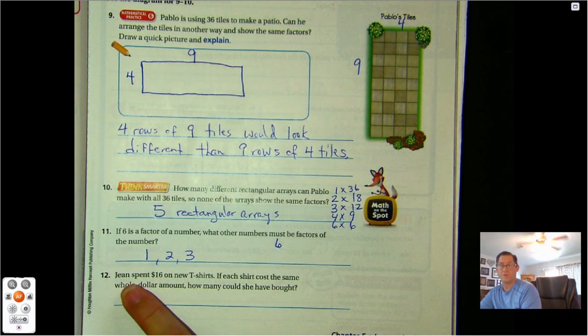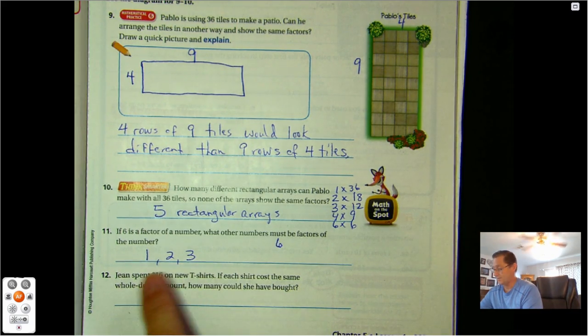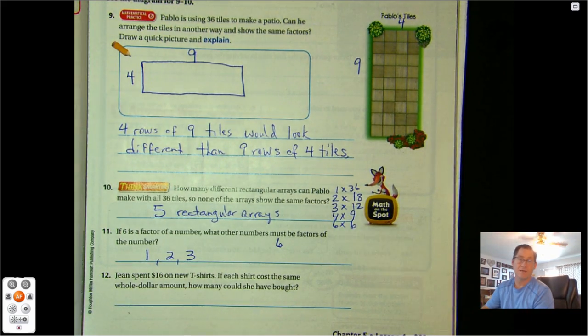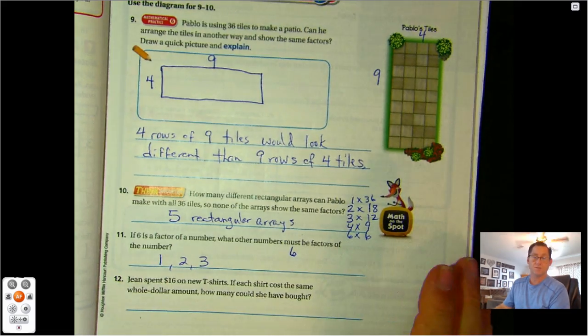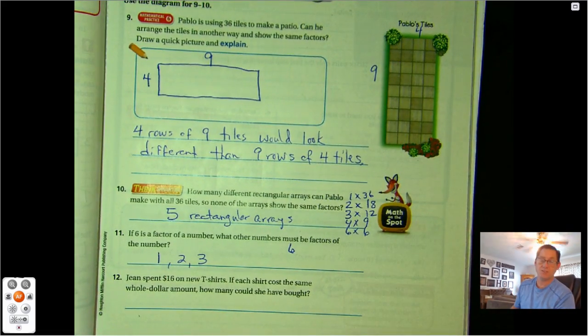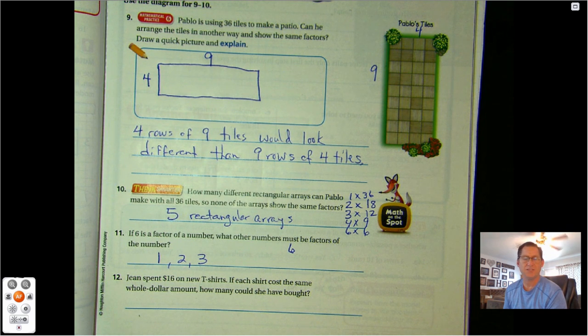Number 12. Jean spent $16 on new t-shirts. If each shirt cost the same whole dollar amount, how many could she have bought? So this is asking us all the different factors of 16.